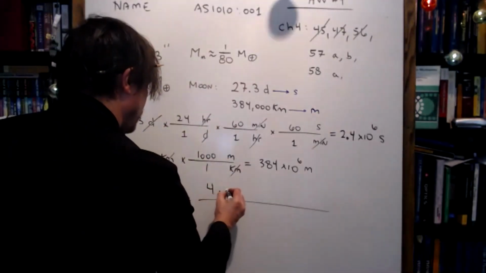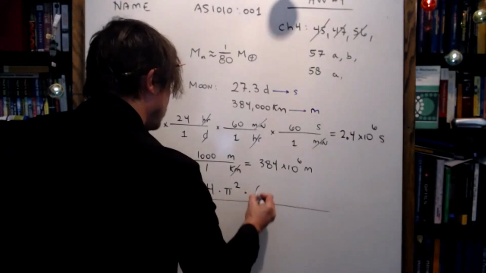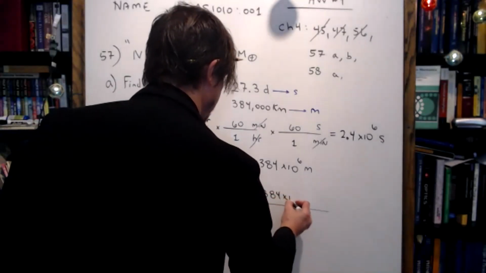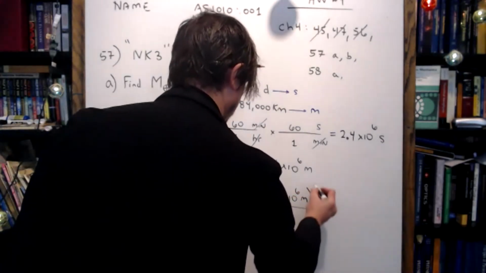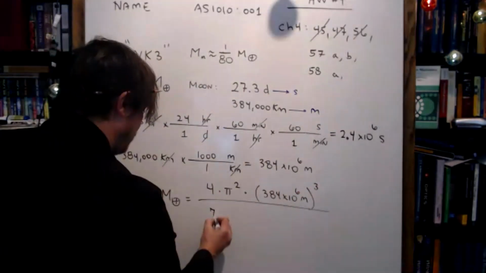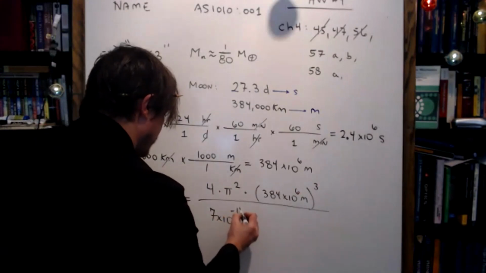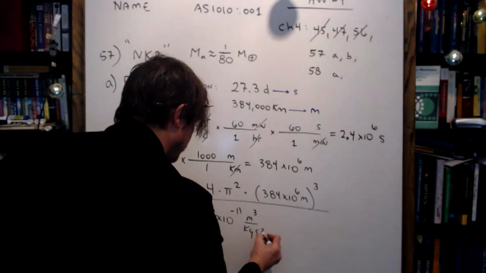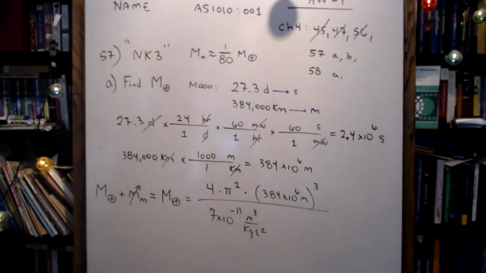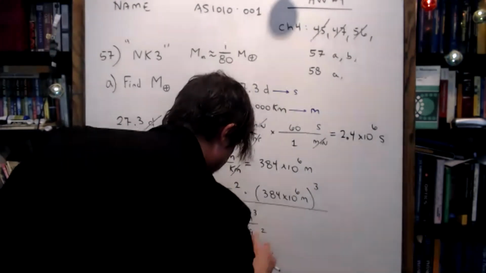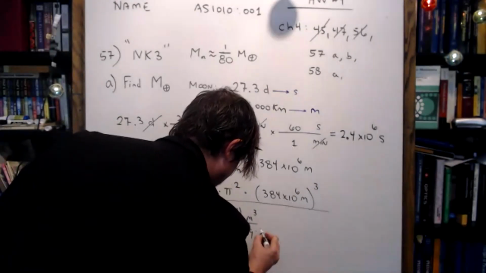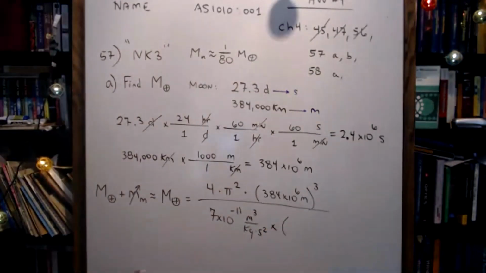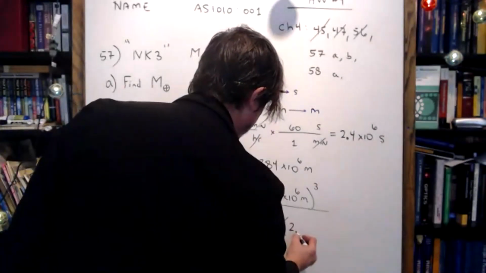We're going to have 4 times pi squared times 384 million meters cubed, divided by big G, 7 times 10 to the minus 11 meters cubed per kilogram per second squared, times, open parentheses, 2.4 million seconds squared.